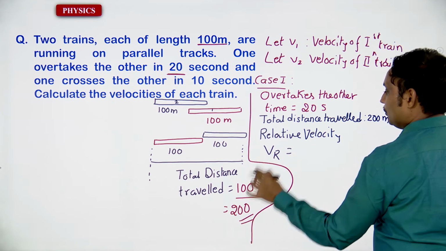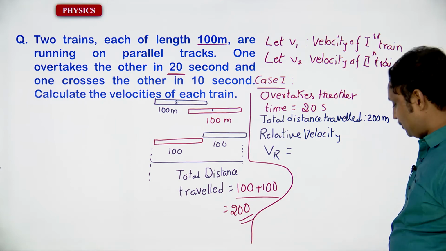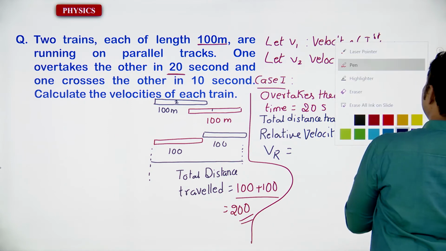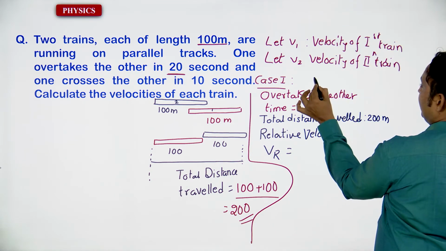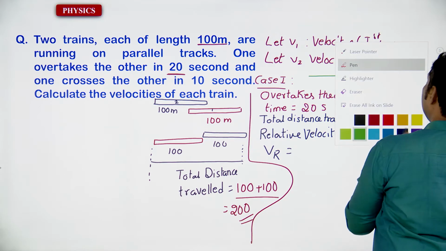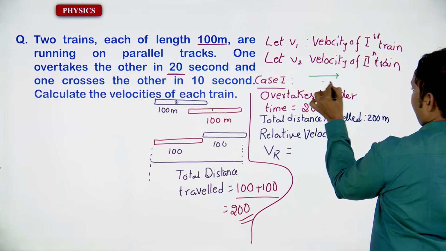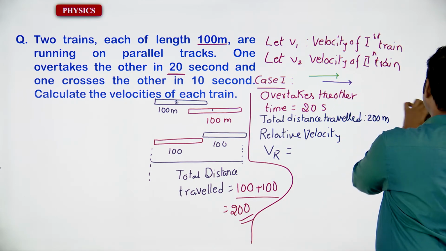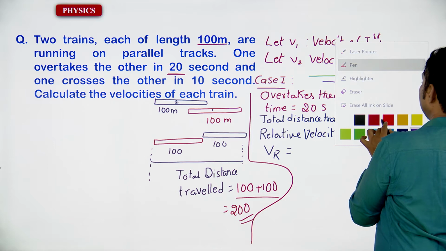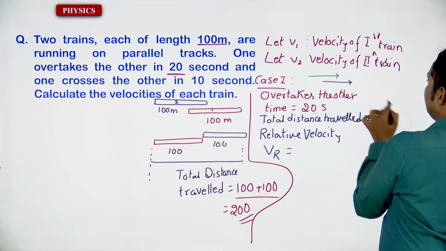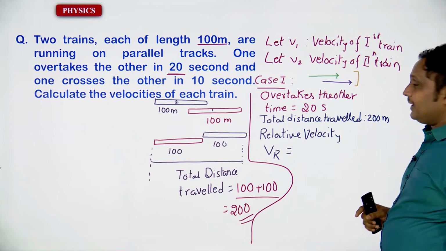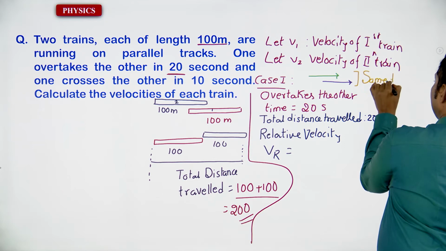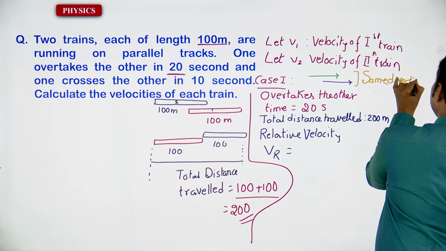VR is equal to what we would like to consider. This is very important for you. You have to take that they overtake each other. Just remember, this is going to be the first one and this is going to be the second one. It will overtake. They are going to be in the same direction. You have to confirm, they have to travel in the same direction.